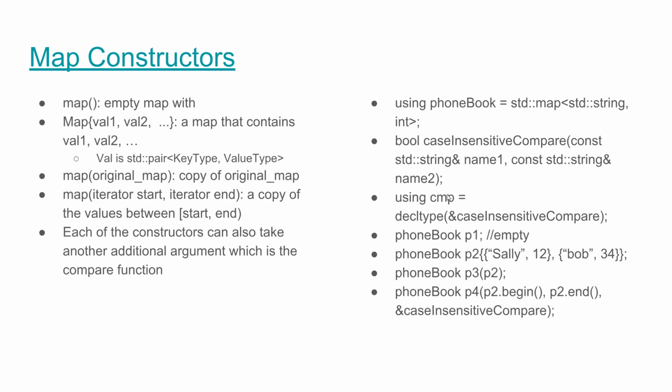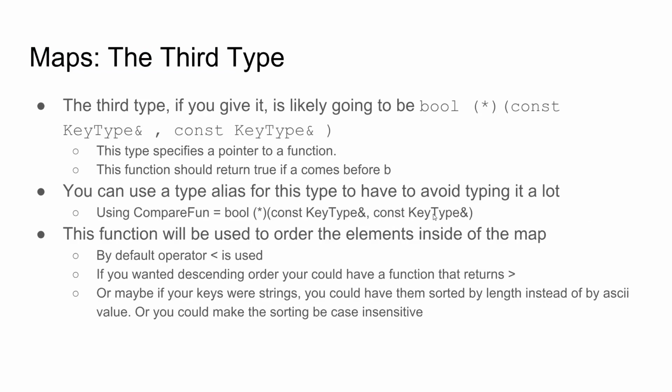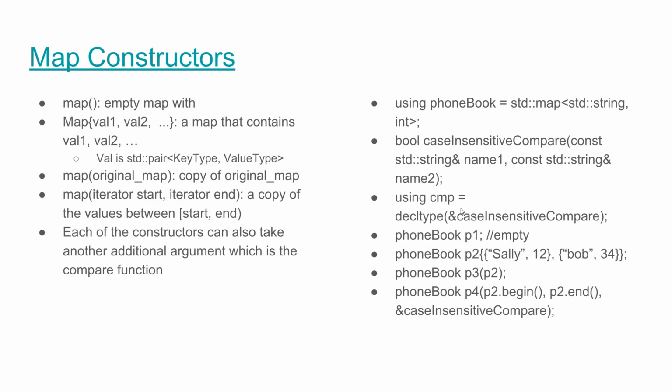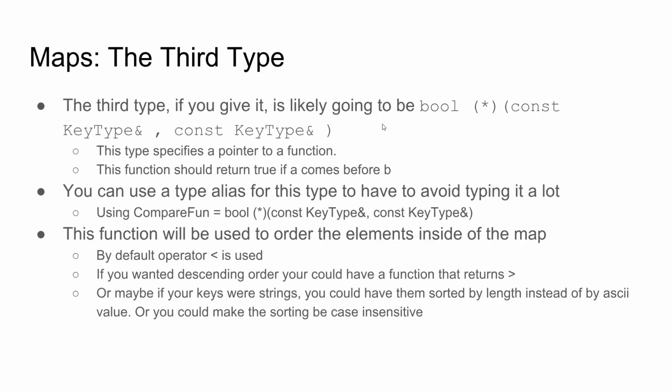Over here, I use another using statement so that I don't have to keep writing things out. So using compare equals decltype of case insensitive compare's address. This is instead of having to type out bool star const std::string reference const std::string reference. What decltype does is you give it an expression, and it tells you what the type of that expression is. So it turns out the type of case insensitive compare, if I take its address, is a pointer to a function that returns a bool and accepts two strings as arguments.